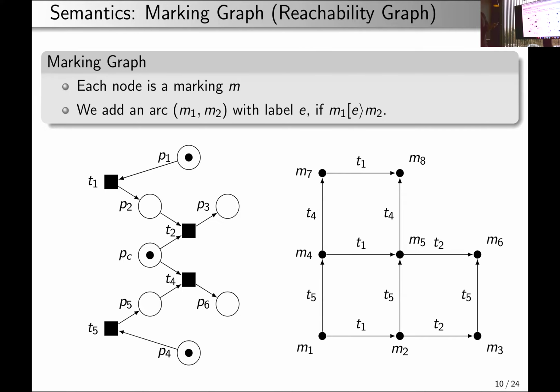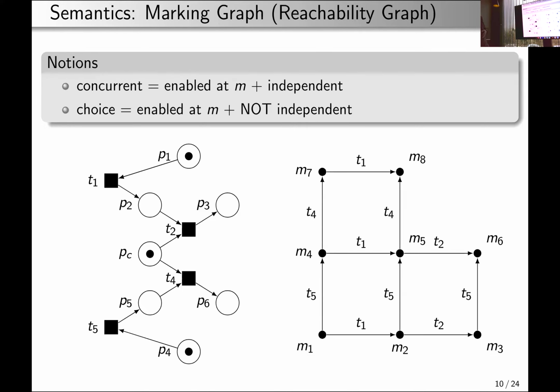Good. I think I have all the notions here. So a similar situation arises with a choice. A choice, as opposed to concurrency, is also when two transitions are enabled at some state. So here I have T4, from M5. Suppose I fired T1 and T5. I should update this slide.